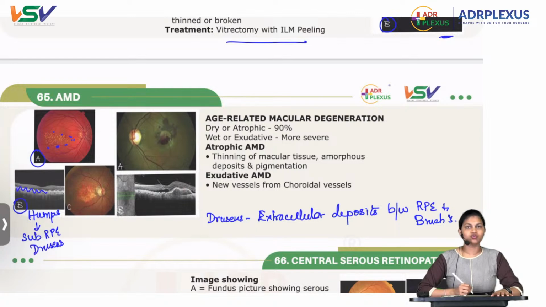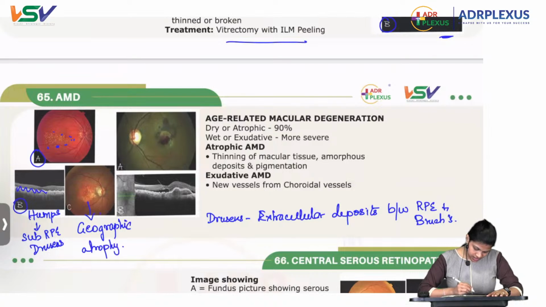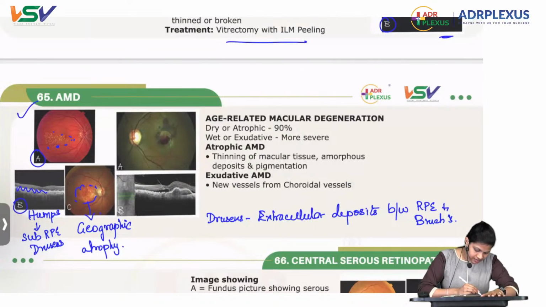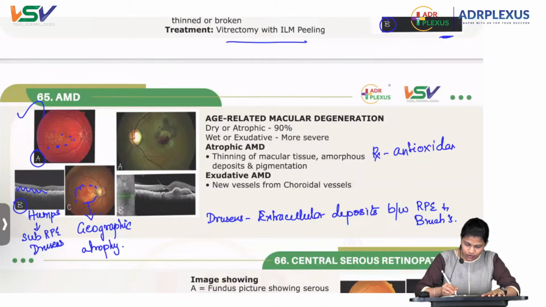Whenever these drusens expand, they form a geographic atrophy. You can see it has coalesced and expanded to form this geographic atrophic area over the macula. So this is the dry part of AMD, and the treatment would be antioxidants. We have the AREDS 2 formula for the antioxidants which we use.